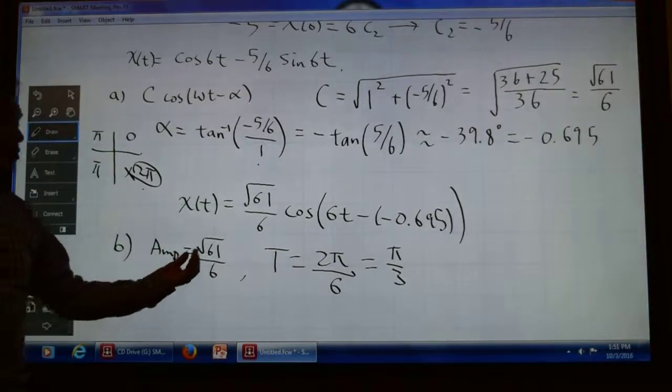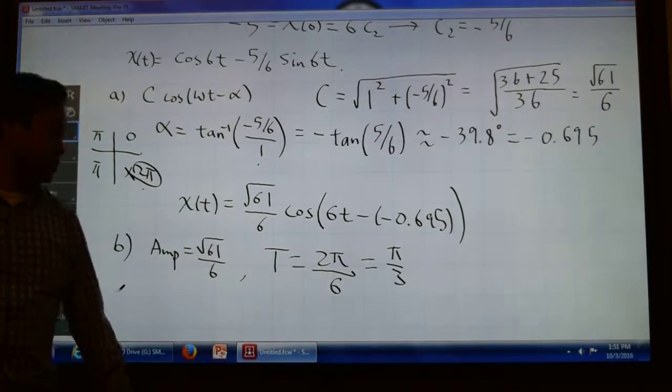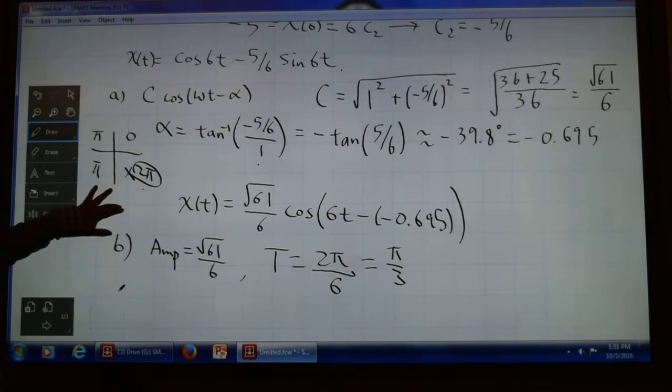So amplitude is radical 61 over 6, period is pi over 3. That's how you solve this.